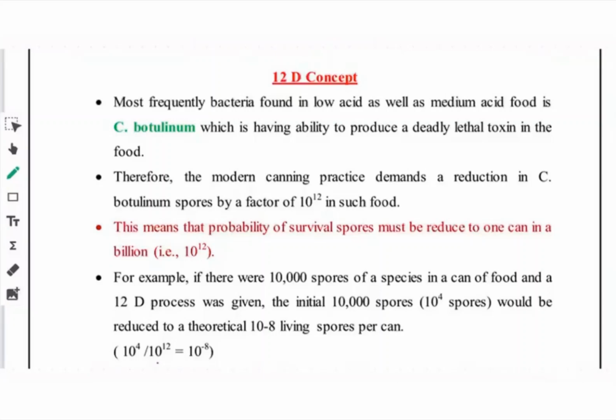In this video, we will cover the topic 12D concept, factors on which D-value depend, example and solving one numerical on D-value. So let's begin.